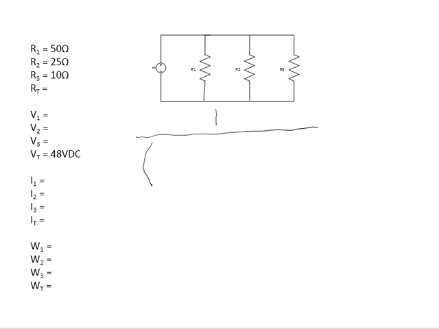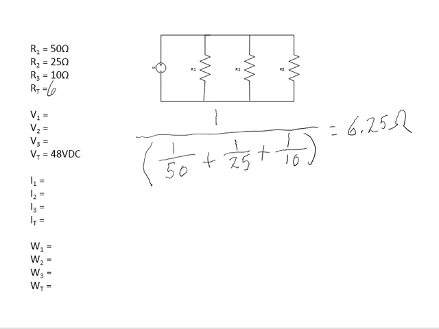We take 1 and divide it by, open the parenthesis, 1 divided by the value of the first resistor, plus 1 divided by the value of the second resistor, or branch, plus 1 divided by the resistance of the third branch. You can either use the reciprocal key on your calculator, or you can enter it the way I have. If you enter it like this, make sure you use the parenthesis key. Once we calculate that, it comes out to be 6.25 ohms for a total circuit resistance.